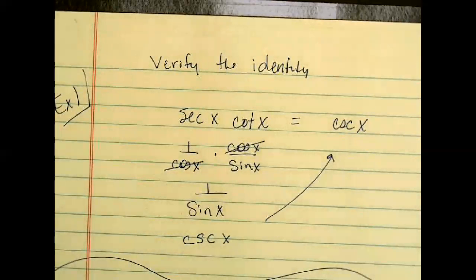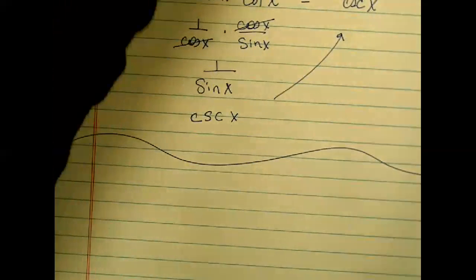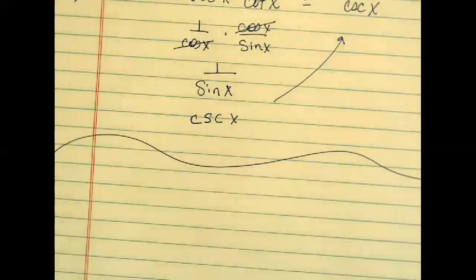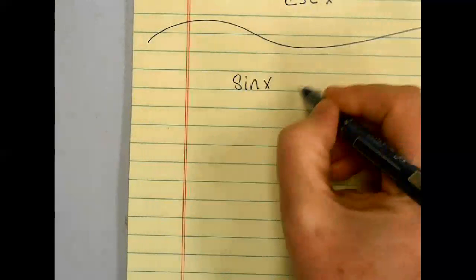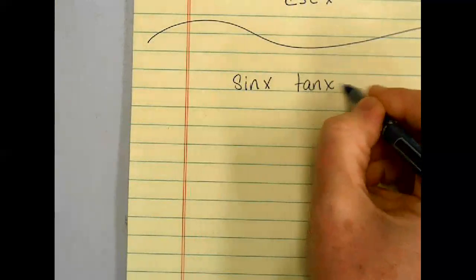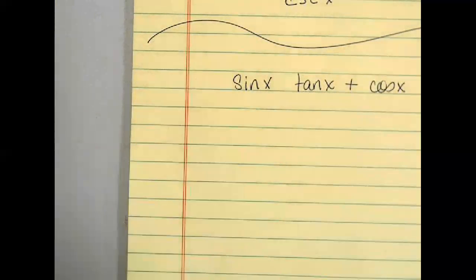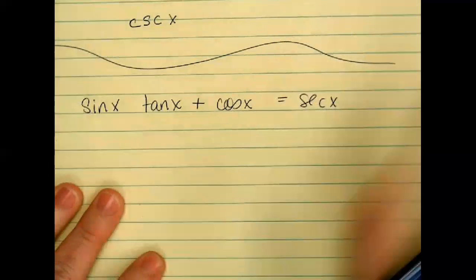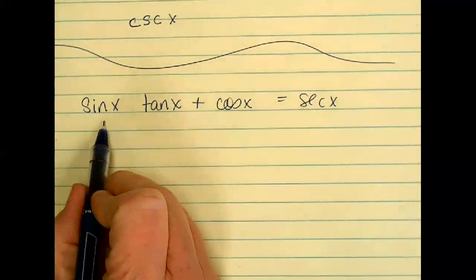The next example says sine x tangent x plus cosine x equals secant x. And they want you to prove that. Well, we're going to do the same thing. We're going to write everything in terms of sine and cosine. This is already sine, so I'll leave it alone.